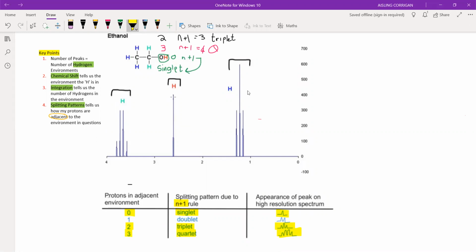I'm going to do another problem again. It'll take a while for you to get used to it, but just please distinguish between what a chemical shift means and what the splitting pattern means. So going down here.